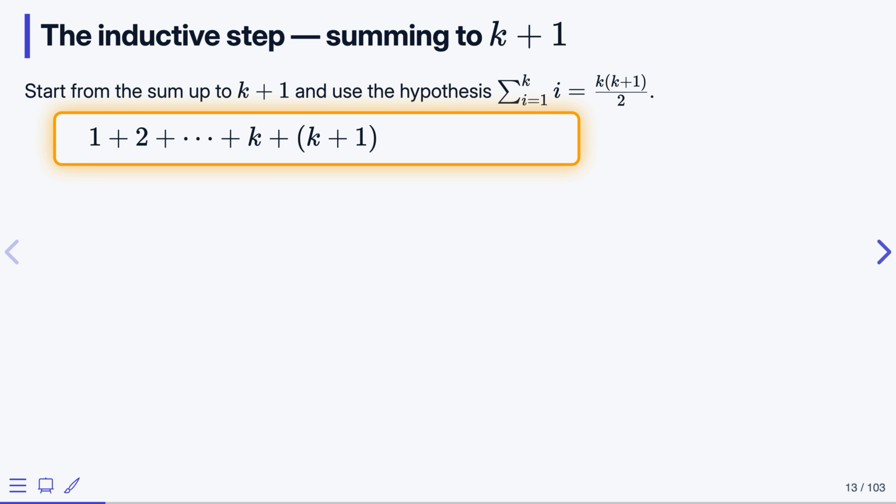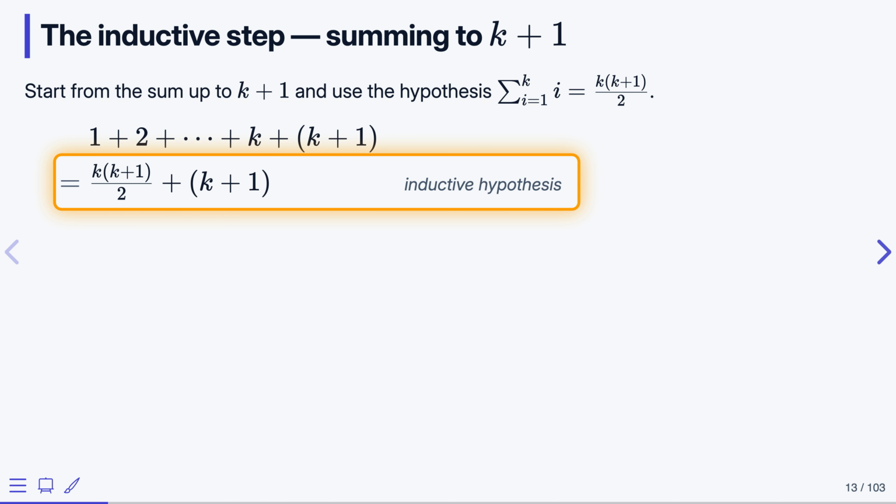We begin with the sum 1 plus 2 up to k, plus the next term k plus 1. Step 1. The first k terms are covered by the hypothesis. Replace them with k times k plus 1 over 2. The extra term k plus 1 stays.